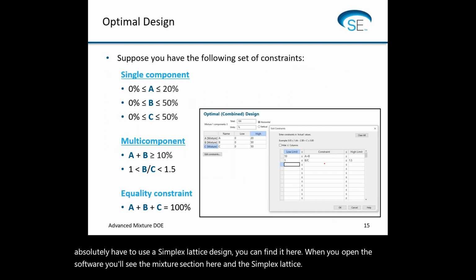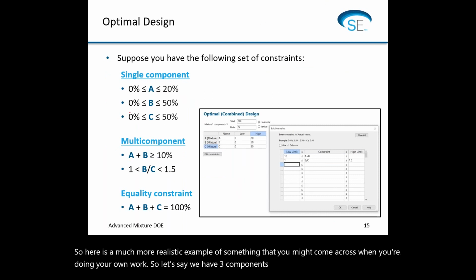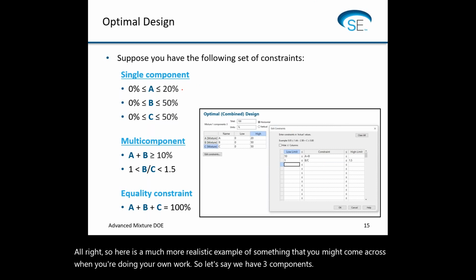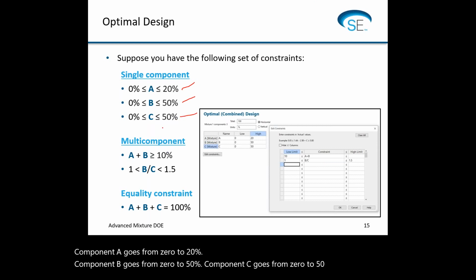All right, so here is a much more realistic example of something that you might come across when you're doing your own work. So let's say we have 3 components. Component A goes from 0 to 20%. Component B goes from 0 to 50%. Component C goes from 0 to 50%.